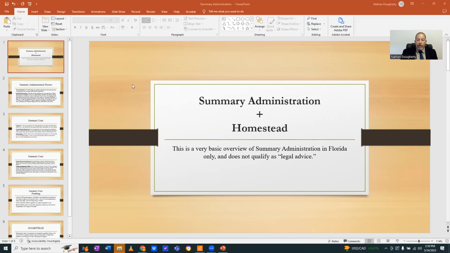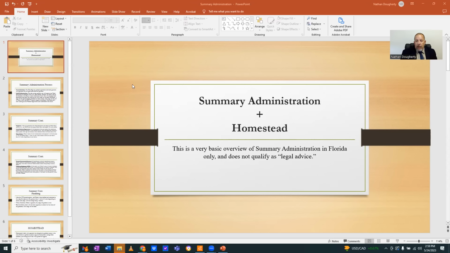I'm an estate attorney in Florida. I do probate administration, summary administration, formal administration, ancillary administration. I prepare deeds, last will and testament, trusts, living wills, powers of attorney, things of that nature.